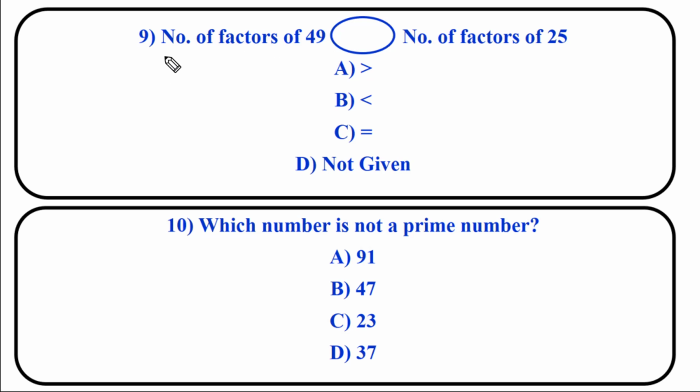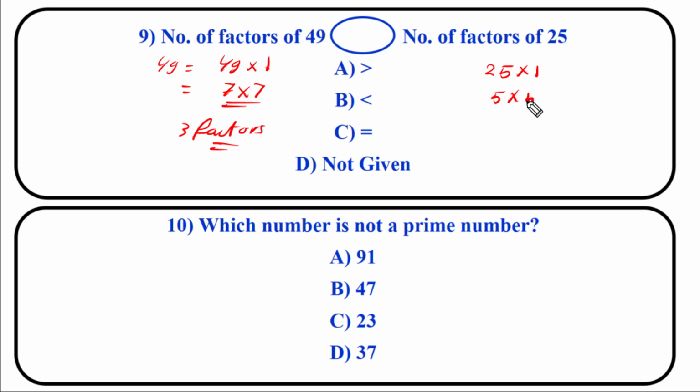Number 9, number of factors of 49. Ask yourself, 49 equals what, guys? Equals 49 times 1, and equals 7 times 7. Now, how many factors of 49? We have here 3 factors. Ask yourself now, 25 is what times what? 25 is 25 times 1 and 5 times 5. Now, how many factors of 25? We have here just 3 factors. Now, we can compare between number of factors of each number. They are equal, so the correct answer is C.